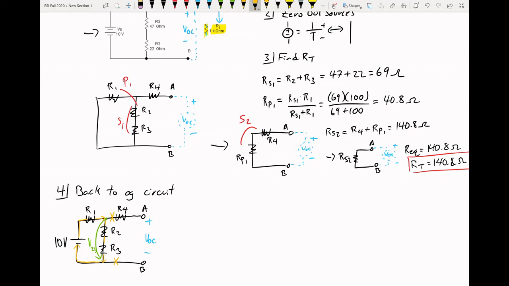So in reality, this is another way of writing it out. This is R2, R3, R1, and then 10 volts. And remember, we're trying to find voltage from here to there. And we see that's in series. So therefore, we can do a voltage division on it.